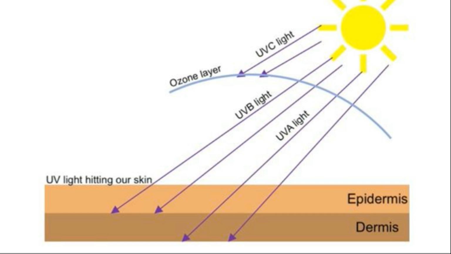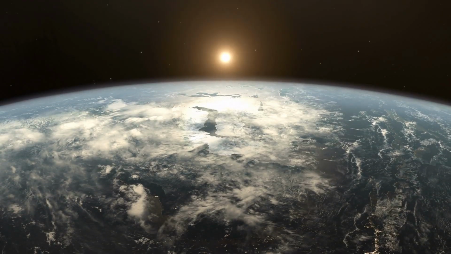So the sun does send UVA and UVB our way, and when you're applying sunscreen to your skin, you'll notice on the package it says this will protect you from UVA and UVB. But what about UVC?